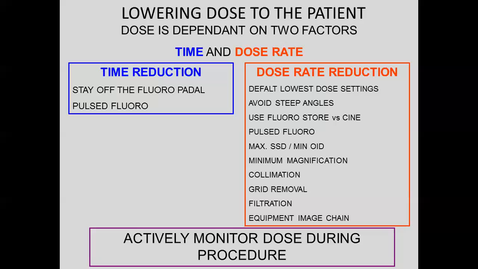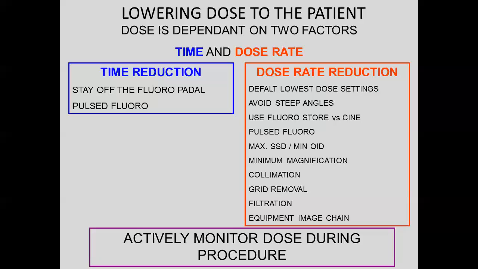No. Steeper angle, in the average patient, it should be thinner this way than this way. It's not always true. Some patients are as thick this way as they are this way. So that's what it is. As you get steeper angles, you're going through more matter.